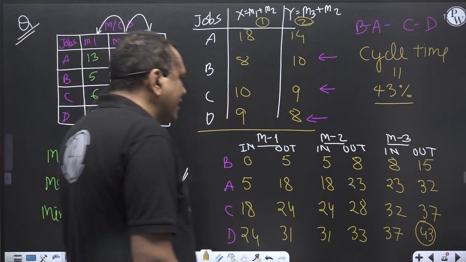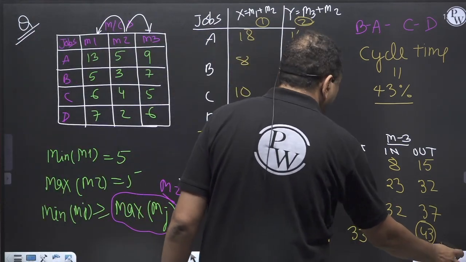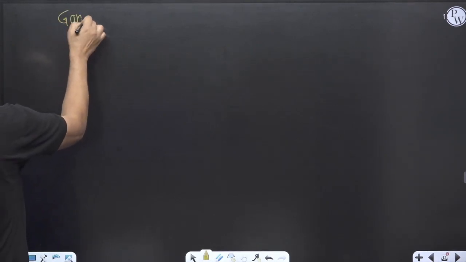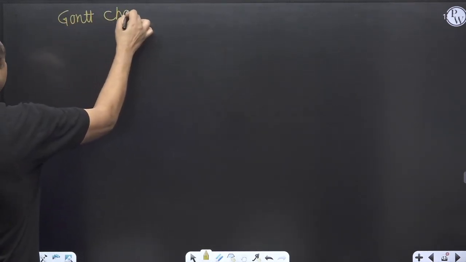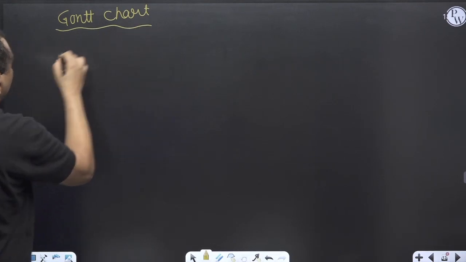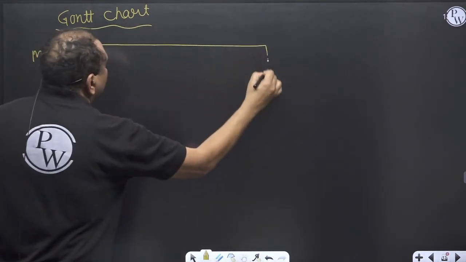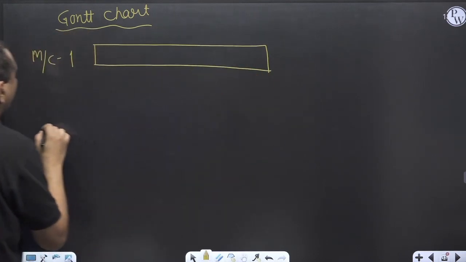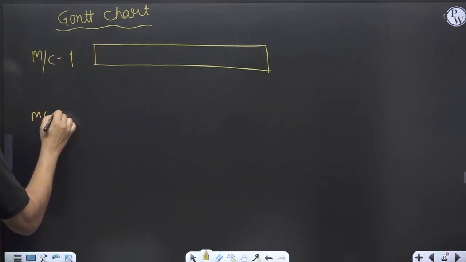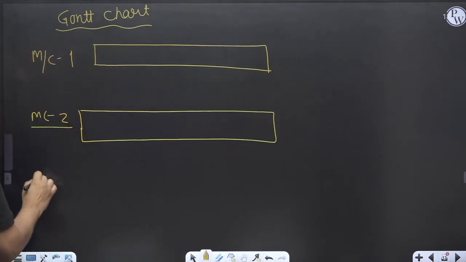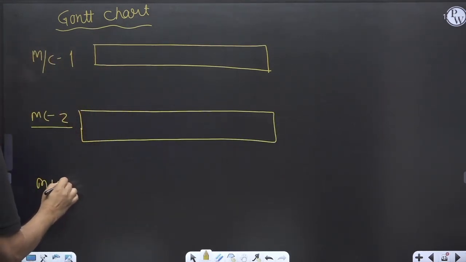So now let us make the Gantt chart for machine 1, machine 2, and machine 3.